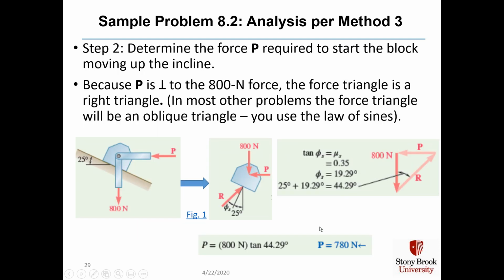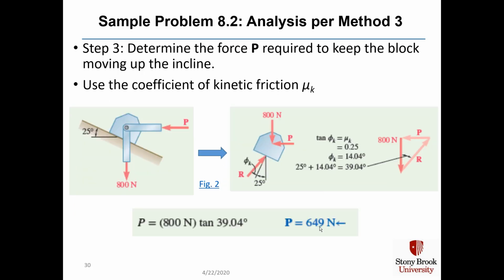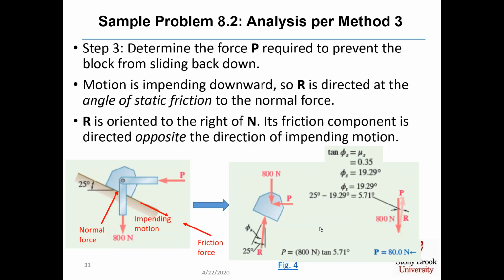You've got to push at 780 newtons to get the block started. But once you get the block started, you only have to keep pushing at 649 newtons. So the load gets lighter. And that's because the coefficient of kinetic friction, sometimes also called sliding friction, is less than the coefficient of static friction. Now we'll determine the force P required to prevent the block from sliding back down.